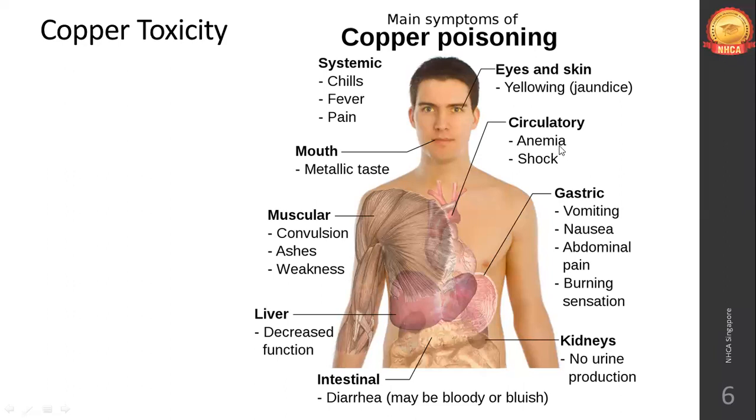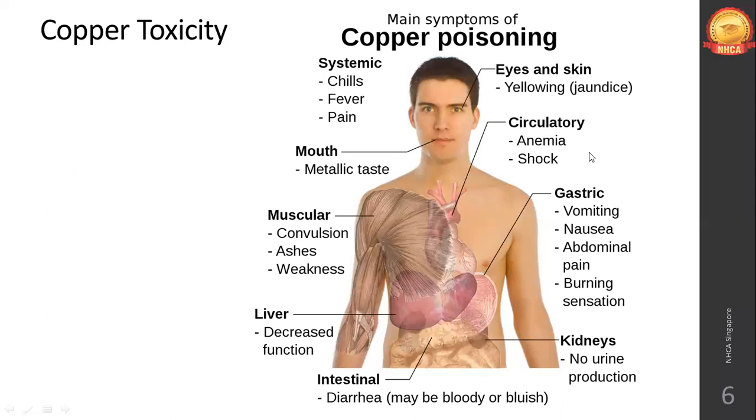Okay, so anemia, shock. Why anemia? RBCs are formed, but the RBCs which are formed because of copper toxicity are immature ones, not functional ones. Okay, the body may go into a stage of shock. At the muscular level, convulsions, fits can take place. Because remember, copper is associated with neurotransmission. So convulsions can take place, aches can take place, weakness.